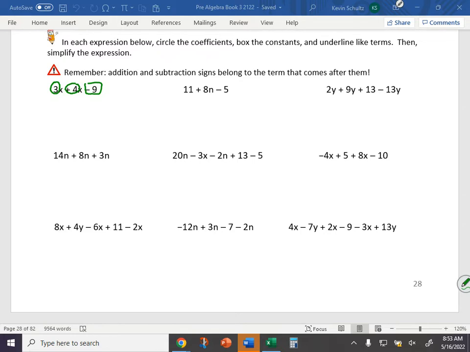Go ahead, Tony. So for like plus 4x, do we circle the addition sign? Yes, the plus sign should be included with the 4 there. Okay. And now we want to underline the like terms.